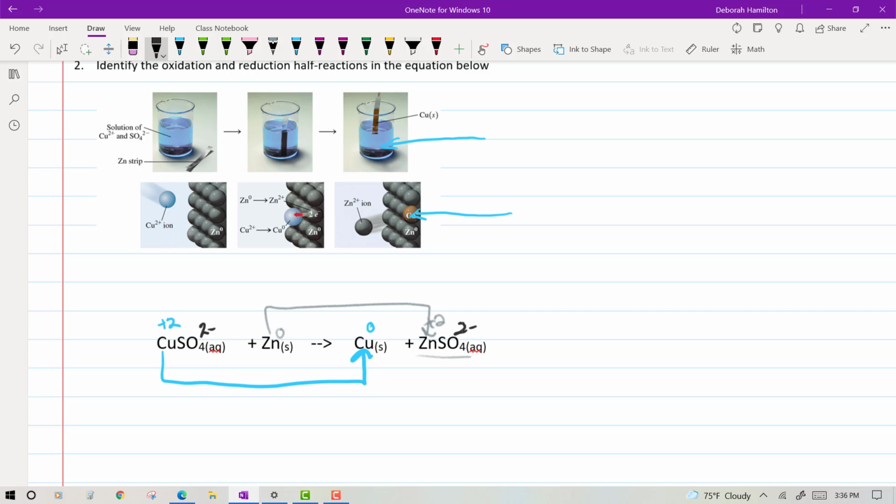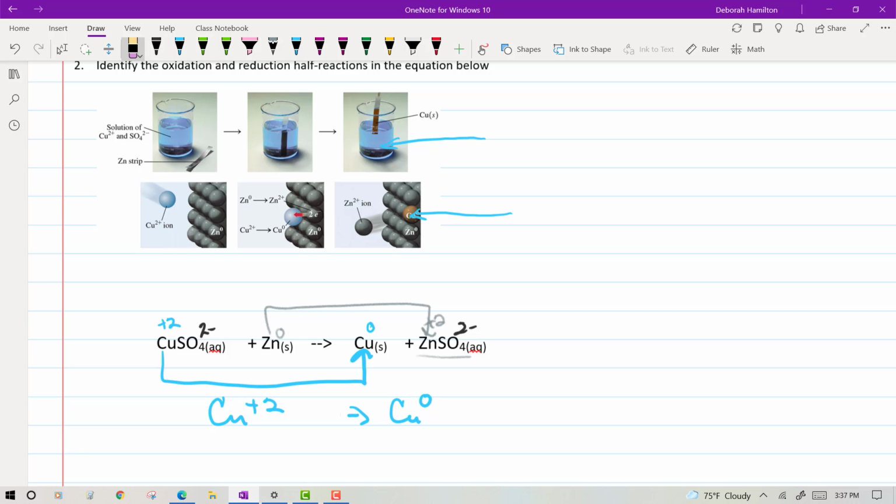Okay, so it's important to see why we're calling these things what we're calling them. Let's write these little half reactions. So Cu2+. In order to get to Cu0, we have to balance that +2 charge on there. So we need 2 electrons to do that. So we have to add 2 electrons to the copper.